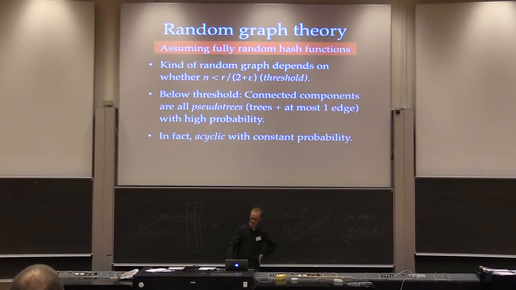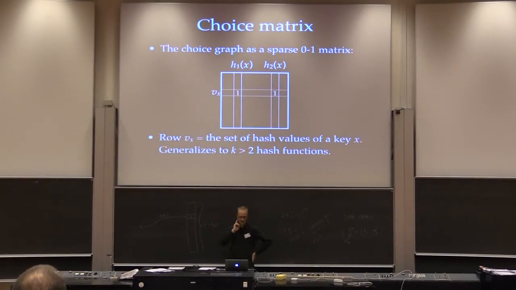But we can look at it in a different way. Instead of looking at it as a graph, we can look at it as a matrix, which is natural because we're really solving a linear system. This matrix is going to have one row for each key x, let's call that Vx. This row is going to have almost only zeros, but a couple of ones: one at position h1 of x, and one at position h2 of x. So if you think about the process of choosing these values in the hash table, it's really solving a linear system involving this matrix.